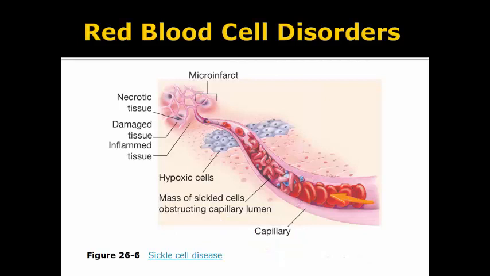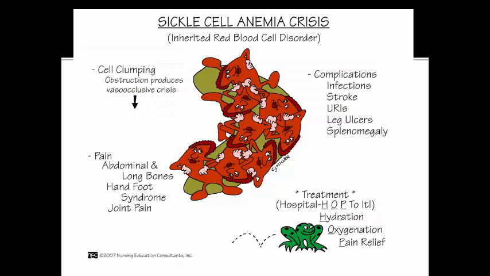Now with your sickle cell anemia, in the pre-hospital setting, this is the one that you're probably going to deal with the most. What happens is you get a whole bunch of red blood cells. It's a hereditary disease, but these red blood cells are funky shaped. They're shaped like a sickle, and when they're shaped like a sickle, they don't move properly. They don't slide past each other, so they start to clump up.